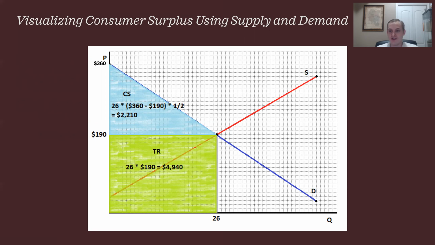So 360 minus 190, which gives us 170. And then times that by a half. So 26 times 170 times a half or times 0.5 gives us 2,210. So that is the total consumer surplus. When we look at this example of our video game store selling Nintendo Switches at $190, with the maximum a consumer is willing to spend being $360.